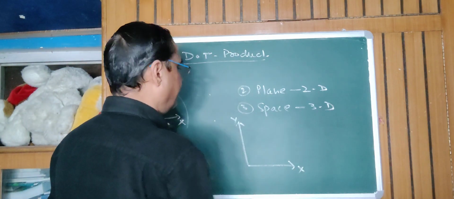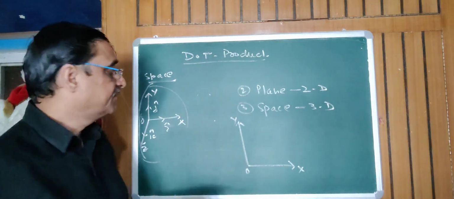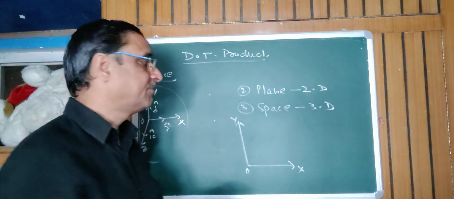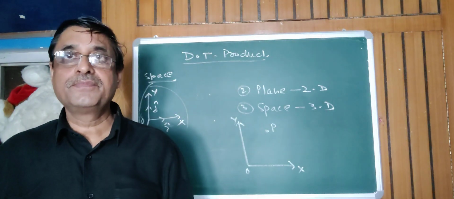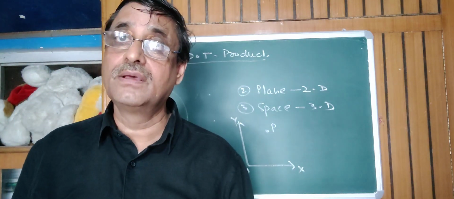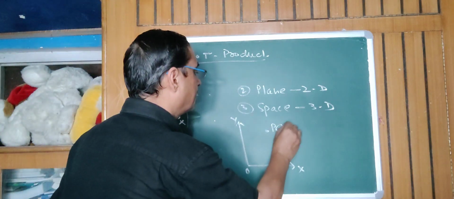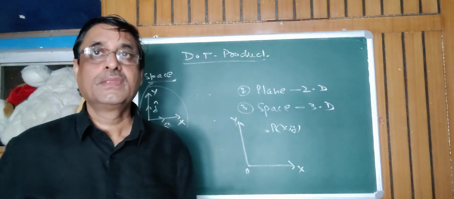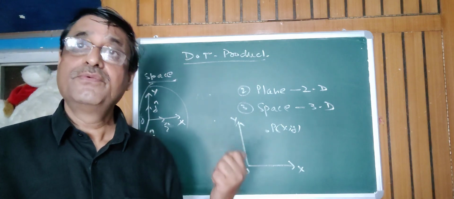x-axis and y-axis, right? This is O. Say for example, particle at any instant of time is here, at this point P. Then how many coordinates are required to express the position of this particle or this point? So we always write P(x, y).